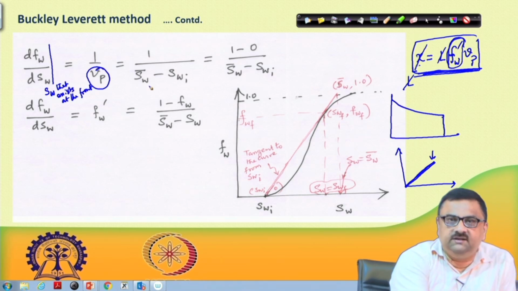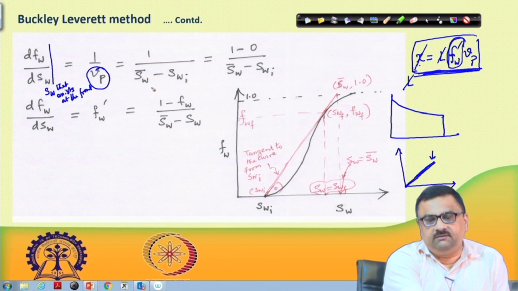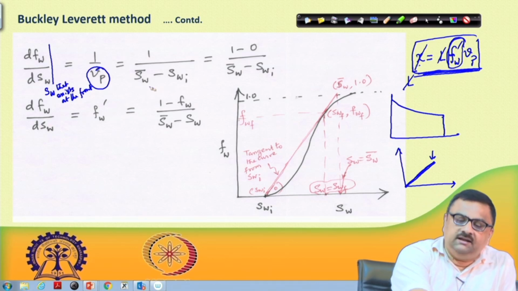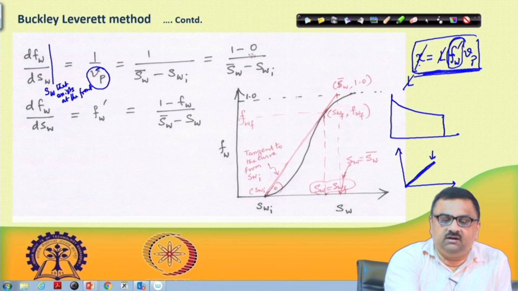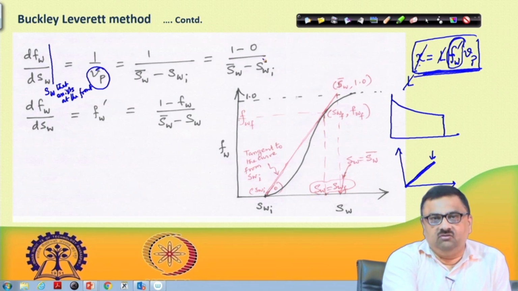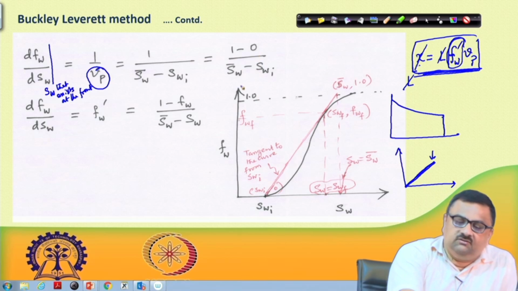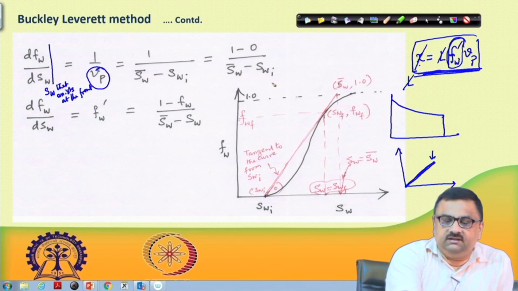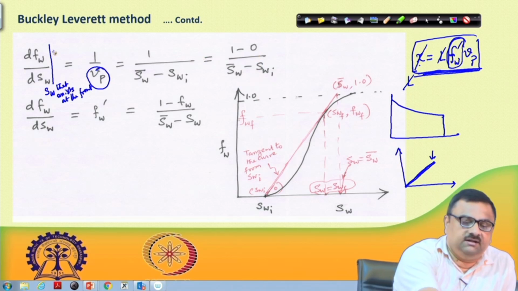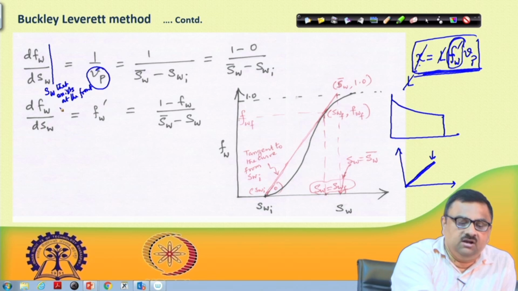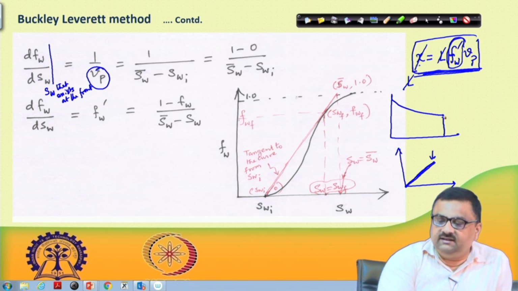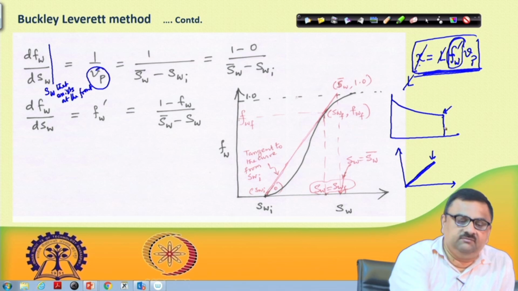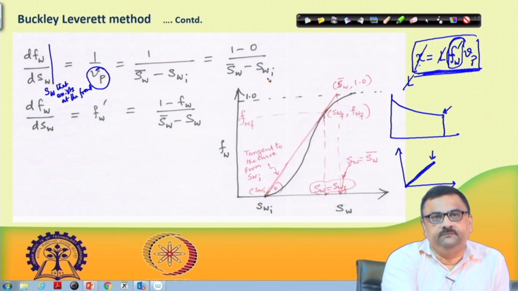So, that is why Vp is equal to SW bar minus SWI, and instead of 1 I can extend it to 1 minus 0. So, 1 minus 0 divided by SW bar minus SWI. This can be written for dFw dSw at the SW that exists here. So, at this value of SW, this should be true.